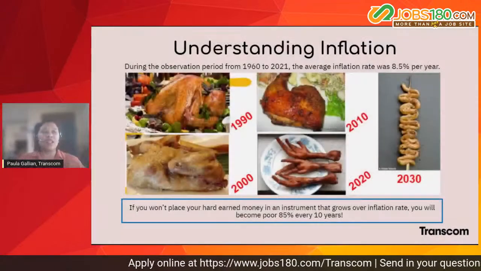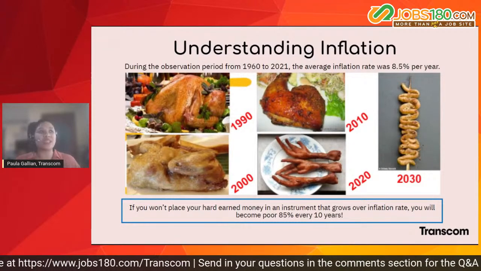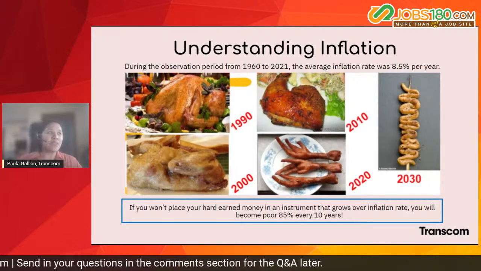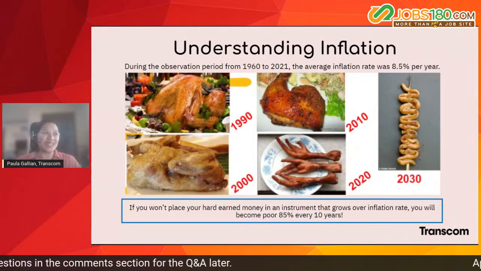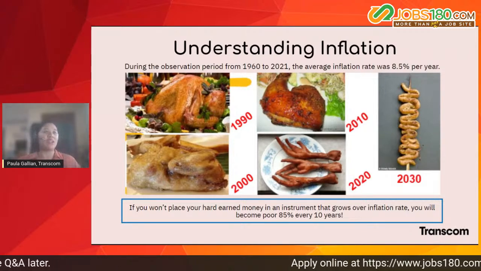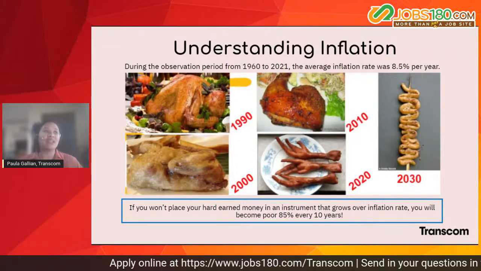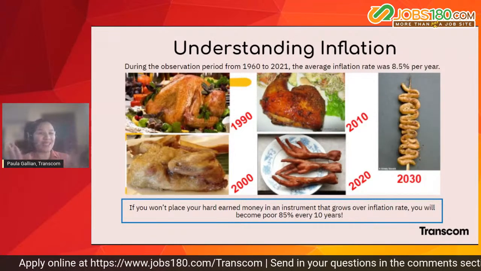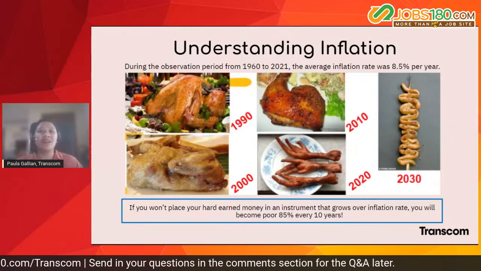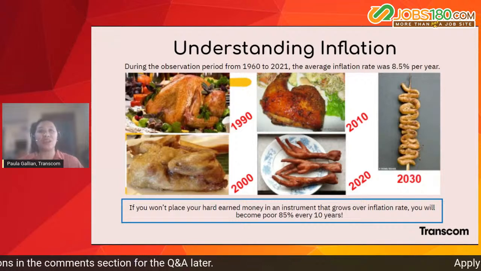So now we move on. The reason why I also included this is because we have to understand that there is also inflation. What is the essence of savings? So here is just a study, an observation period from 1960 to 2021, that the average inflation per year is 8.5%. Which means, let's give a simpler figure, no, for how we can understand inflation.